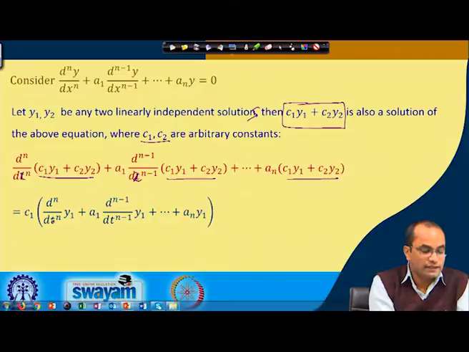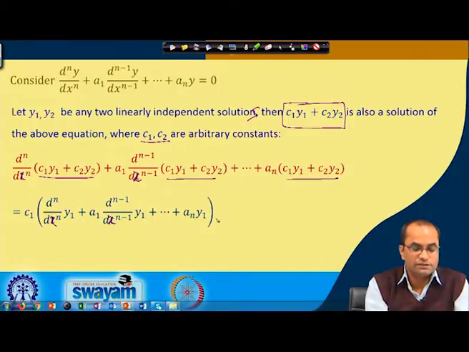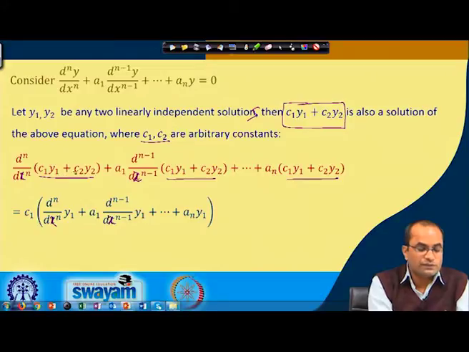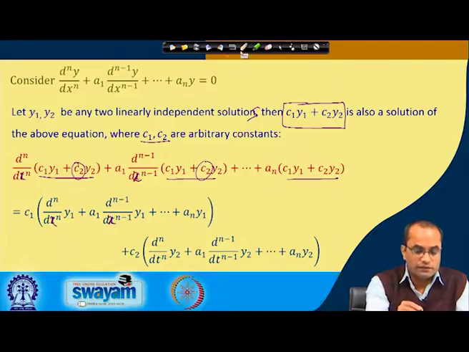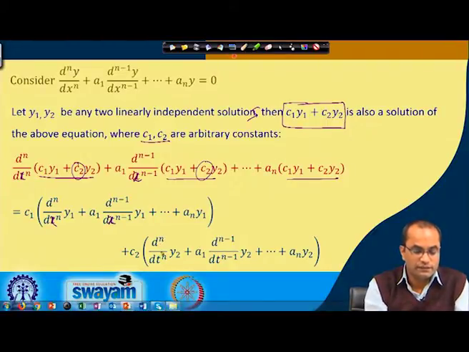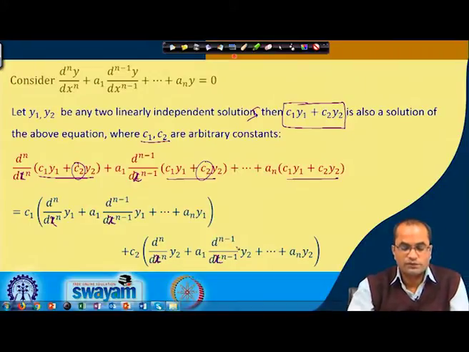d n over d x power n and d n minus 1 over d x power n minus 1, the n minus 1th order derivative with respect to x, and this plus the other one, because c 2 we can also take common, since c 2 is sitting in each term, and now this will be with y 2 everywhere. So, the plus here with this c 2 and the nth order derivative with respect to x, n minus 1th order derivative with respect to x, and so on.